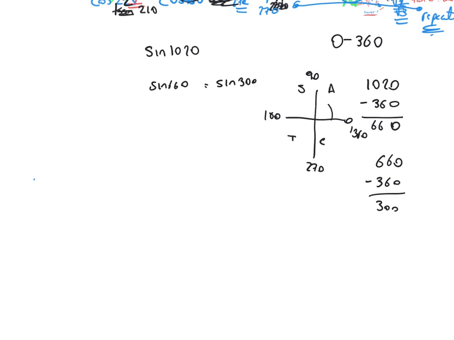So 0, 90, 180, 270, 300. The acute angle this time is 30 degrees. First of all, let me just make sure I get that right. We're in the cosine quadrant, so sine is negative, so it's negative sine. The acute angle is 30 degrees. Negative sine 30, minus 1/2.